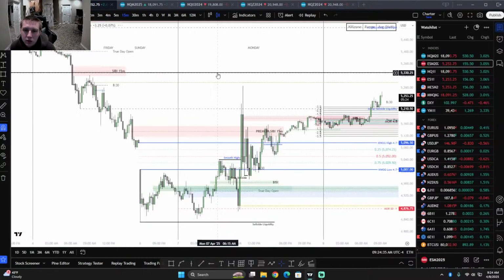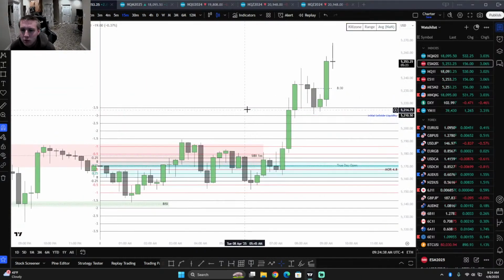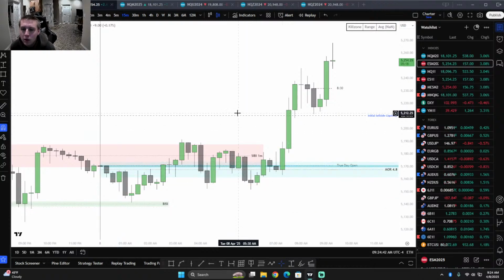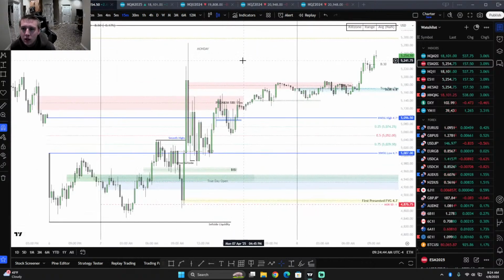Let's study ES as well. ES, I just got midnight opening range. That's what these projections are. ES, same thing. I'm going to get rid of this sell side liquidity though. I don't really need that. And then I'm going to put previous day high here. I don't have that marked yet.